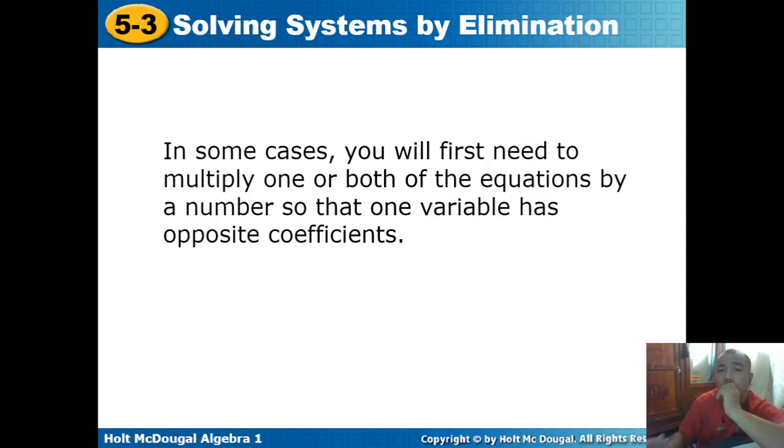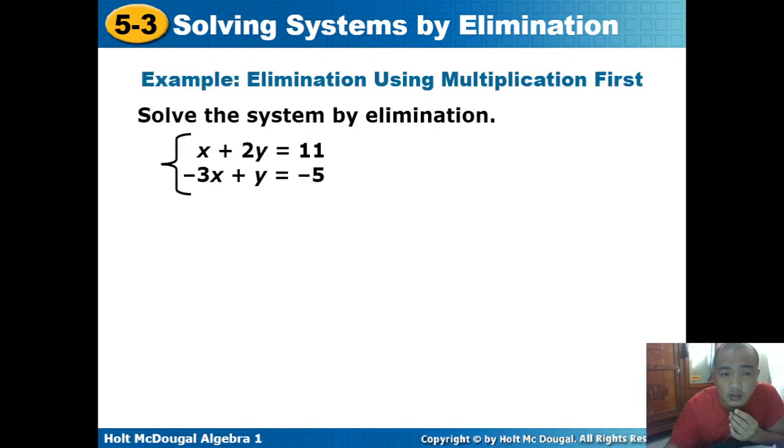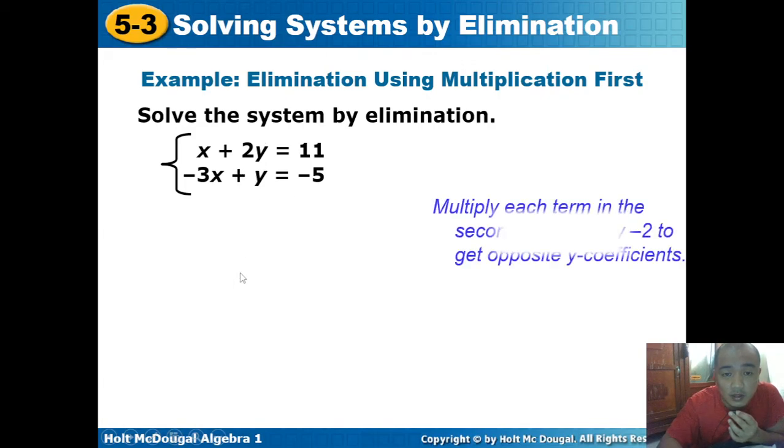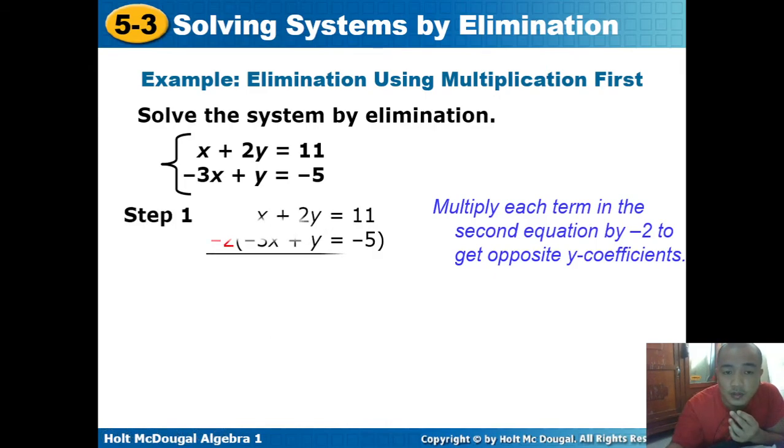So in some cases, you will first need to multiply one or both of the equations by a number so that one variable has opposite coefficients. So what will we do here? I think we should multiply x by 3 so that we will cancel x. Or we will multiply equation 2 by negative 2 so that this will become negative 2y. Cancel y instead. So in this case, I will multiply negative 2 to equation 2.